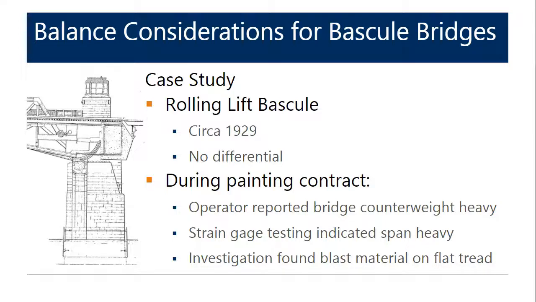So during a painting contract, the operator was reporting the bridge appeared to be counterweight heavy. We showed up and performed strain gauge testing, which indicated the bridge was sufficiently span heavy. An investigation found that there was some blast material that ended up on the flat tread. So when the bridge was in a fully raised position, the operator felt additional resistance when trying to lower the bridge, which he interpreted as a counterweight heavy condition. However, strain gauge testing showed that the loading was clear that the bridge was span heavy. One of the limitations to relying on operator feel for determining imbalance is demonstrated there.